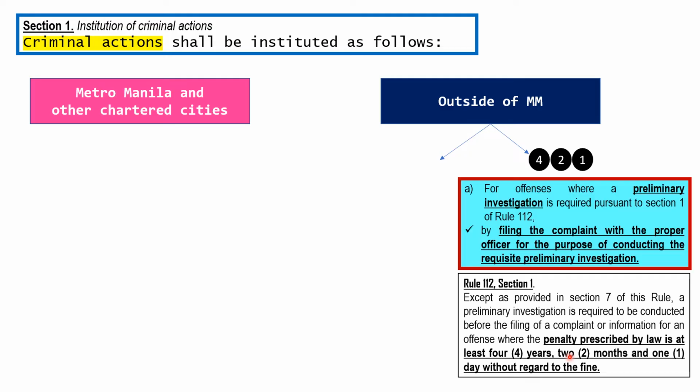And if PI is required, ano ang sinasabi ng Section 1, letter A, then you institute the criminal action by filing the complaint with the proper officer for the purpose of conducting the required preliminary investigation. That proper officer refers to those persons who are authorized to conduct PI. So, prosecutor. So you file a complaint with the city prosecutor or the provincial prosecutor for the purpose of conducting the PI.